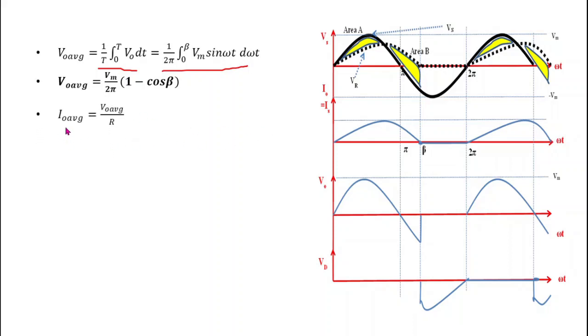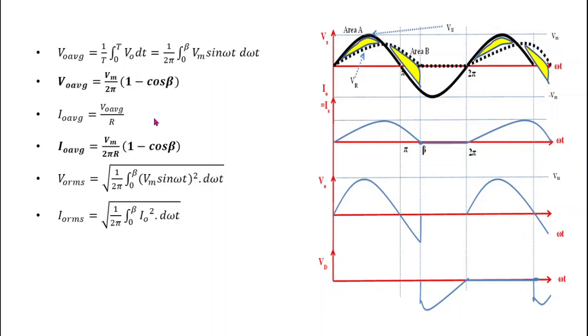Now what is average value of output current? Average value of output current is simply equal to the average value of output voltage upon resistance, and we know that average value of output voltage is this. That's why on dividing it by R we get I naught average is equal to Vm upon 2 pi R (1 minus cos beta). Now what is RMS value?